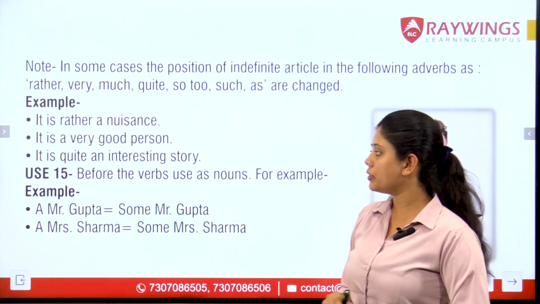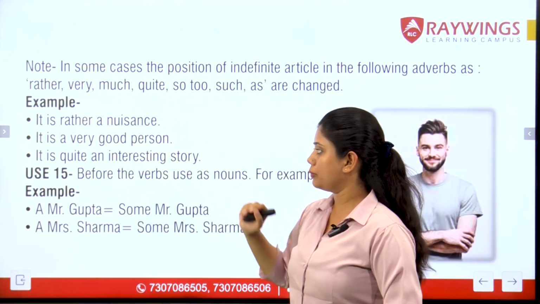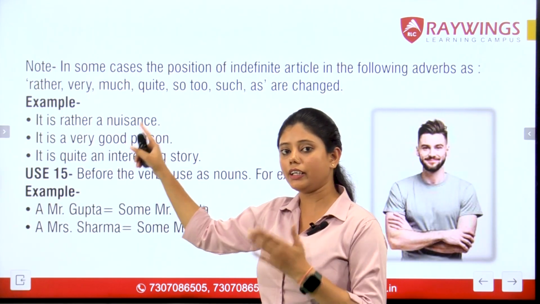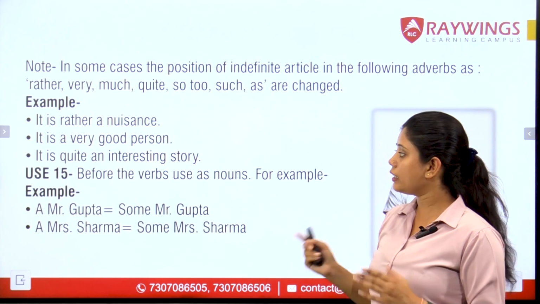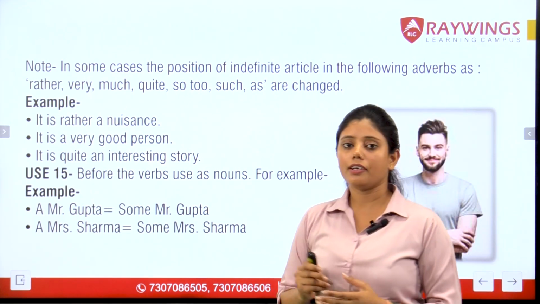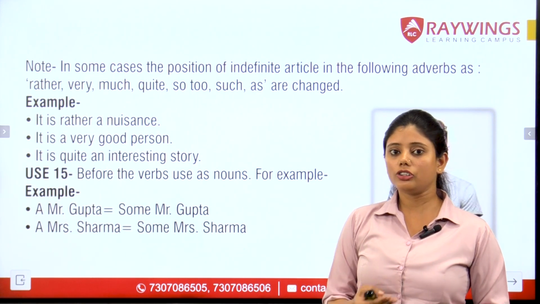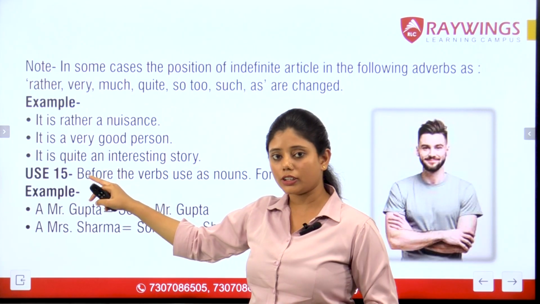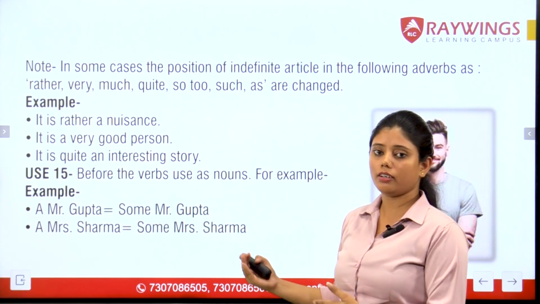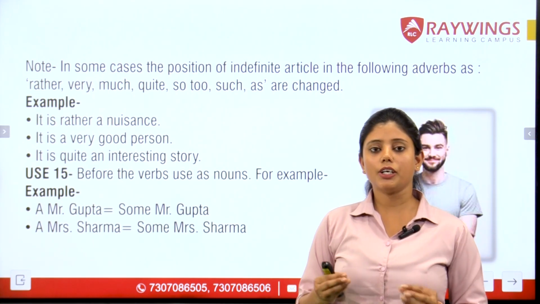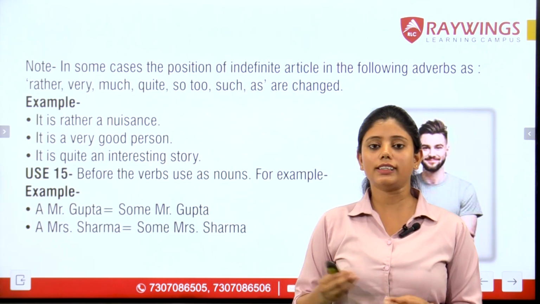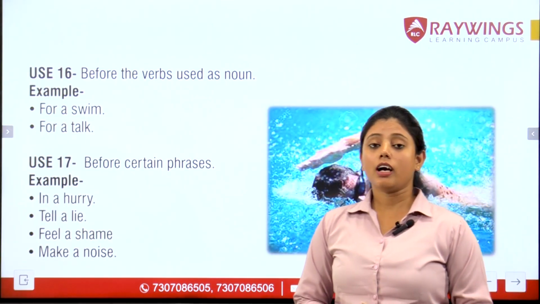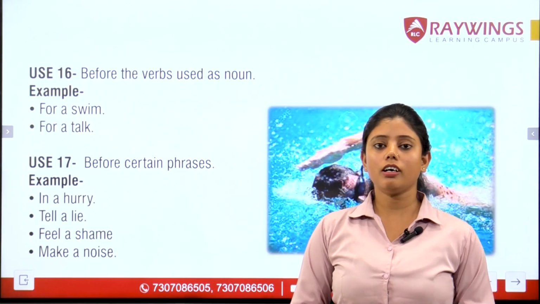Fine. The second example says, it is a very good person. Now here we are using the same old rule: firstly the article, then the adverb, then the adjective, then the noun. The third example is, it is quite an interesting story. Here again the position changed. How? First is quite, which is an adverb, then we put the article, then the adjective and then the noun. So always keep in mind whenever we are using such words in our sentences, the position of articles can be changed. Now we have understood almost 15 uses of article a and an.